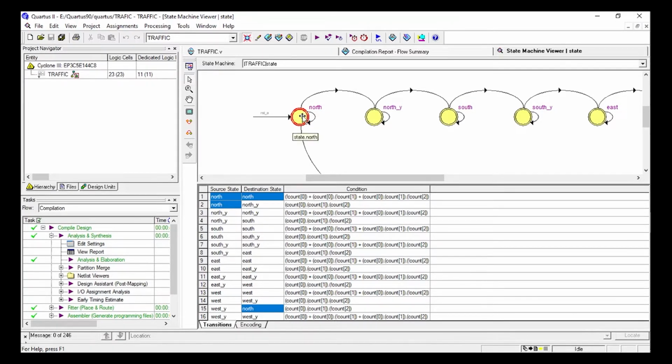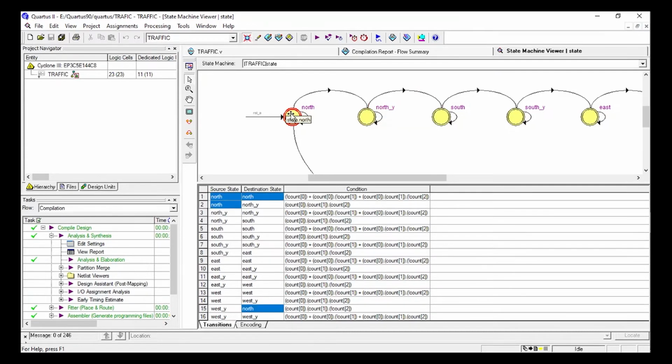The north state is state 0. Whenever the count goes from 0 to 7, the state changes from north to north y. It will be in the north state until the counter goes from 0 to 7. When the 7 is crossed, north changes to north y, and in the north y state it will stay until the count goes from 0 to 3 to give the 4-second delay required for the north y state.